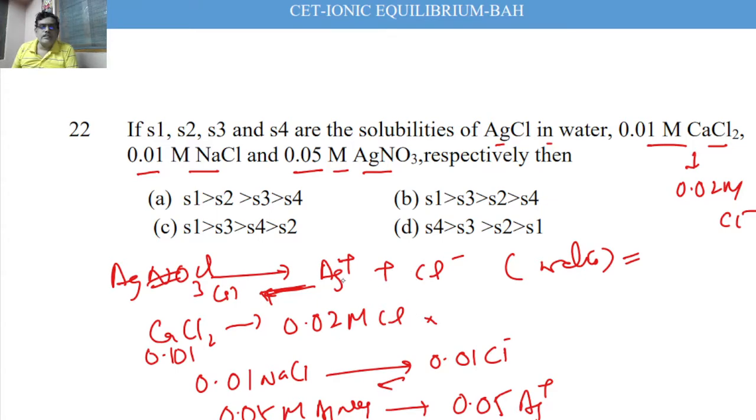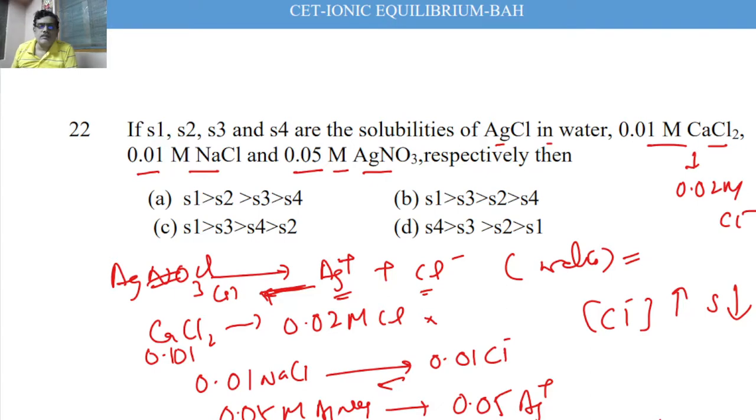So silver ion concentration or chloride ion concentration decreases because of Le-Chatelier's principle. So it depends upon how many chloride ions. As the chloride ion concentration increases, solubility decreases. So it is highest in case of water, therefore S1 will be greater than the 0.01 molar NaCl, and that will be greater than 0.02 molar calcium chloride, which is producing more chloride ions, and then 0.05 molar silver nitrate because it produces very high amount of silver ions.